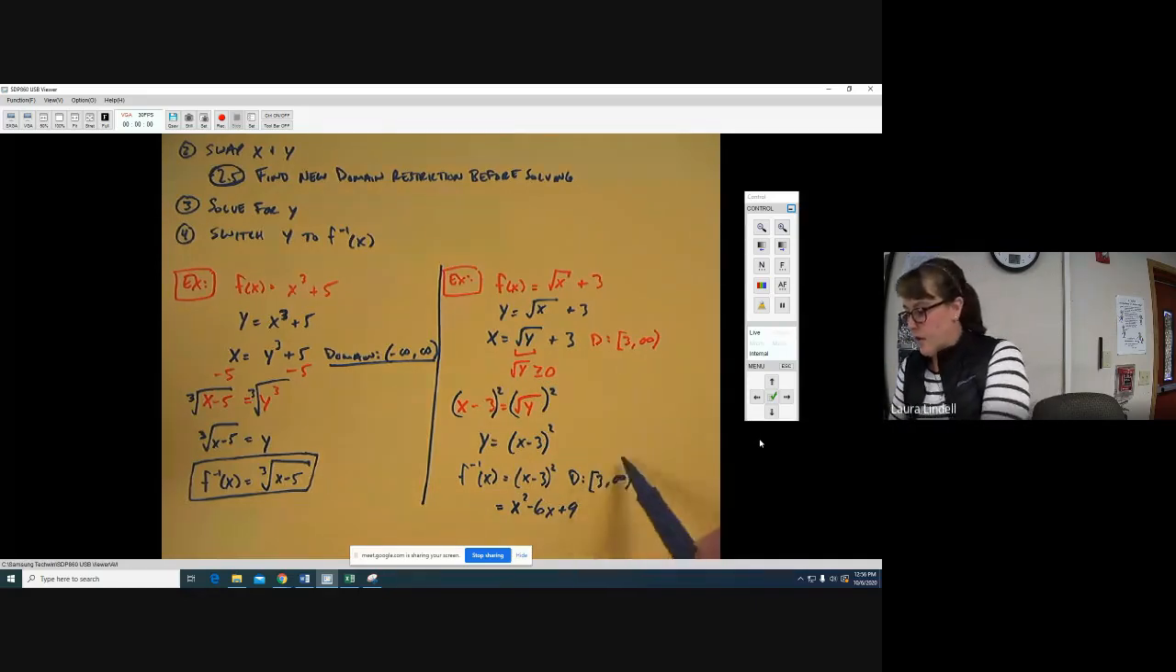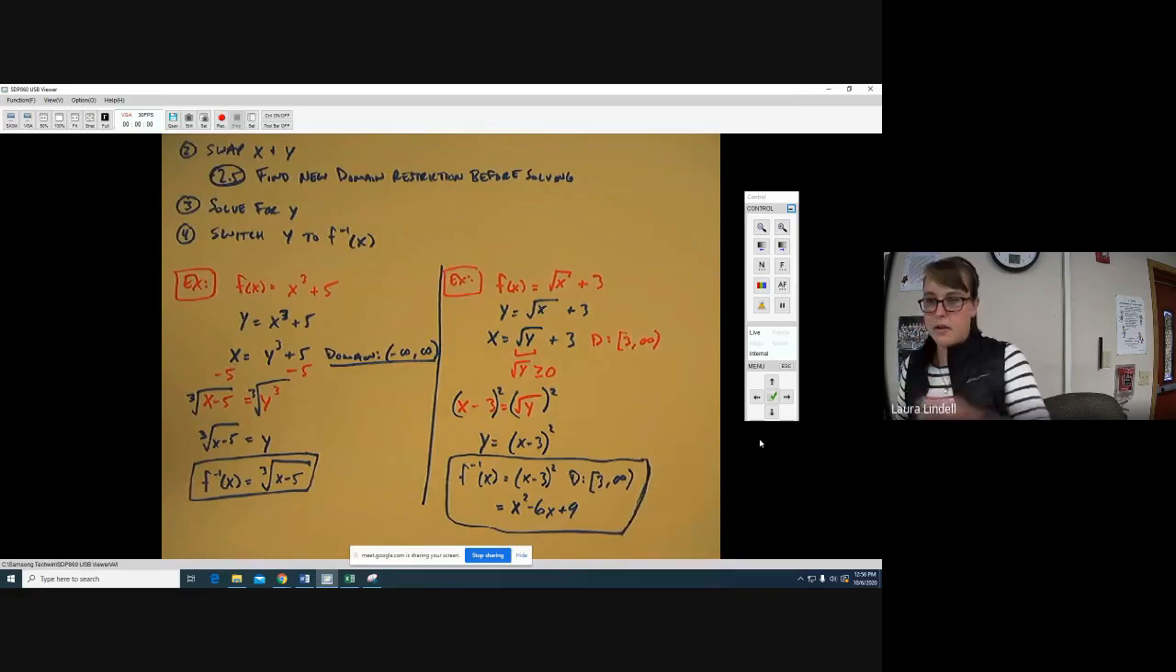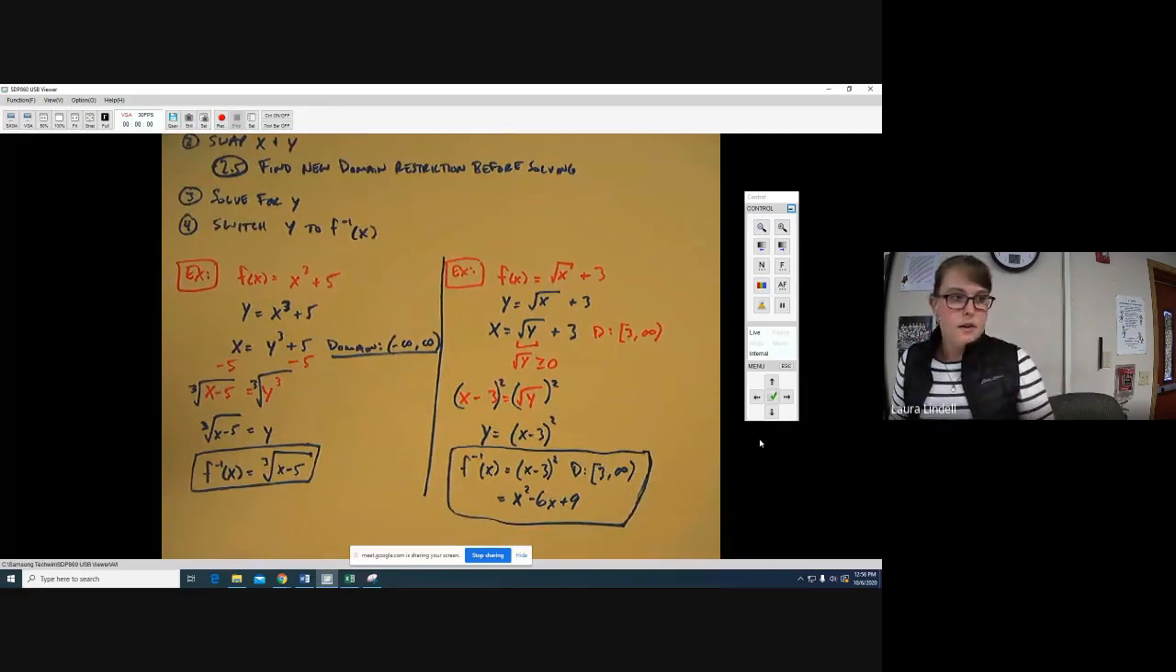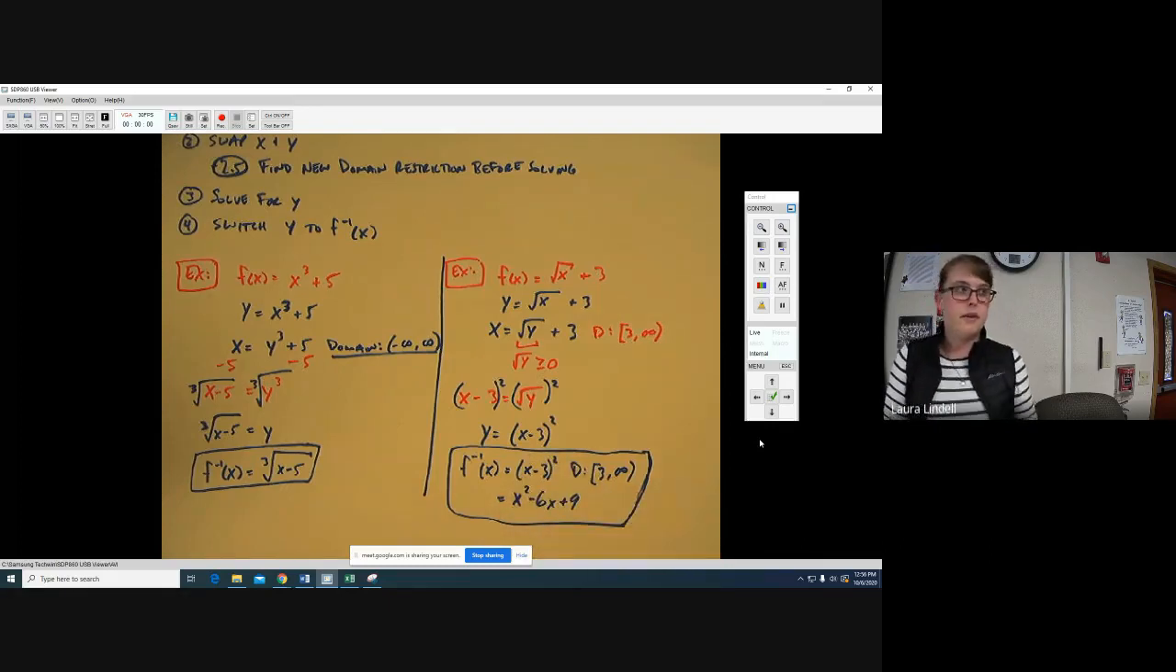Anyway, there's our answer. And I believe the IXL version of this topic is okay with you leaving it like this as an answer as well. If you find that it's not, you can always simplify it like this, but I'm like 99% sure that it's okay with leaving it like this. And I'm also okay with you leaving it like that. Okay.